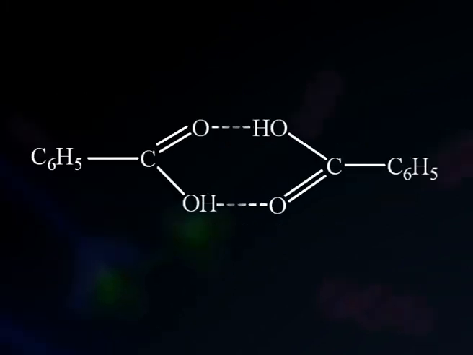Here is the structure for the dimer of benzoic acid. Two molecules of benzoic acid are bonded with each other by 2 hydrogen bonds.